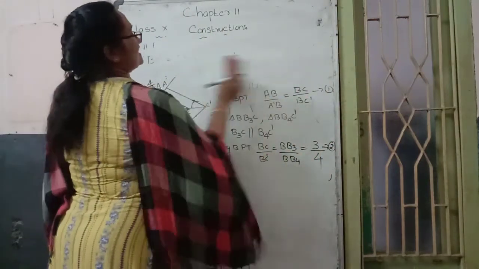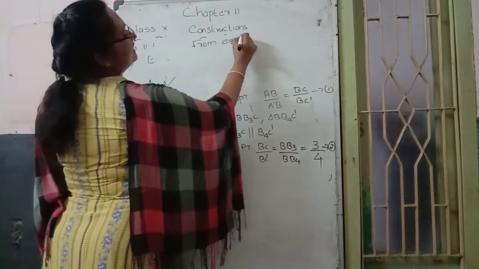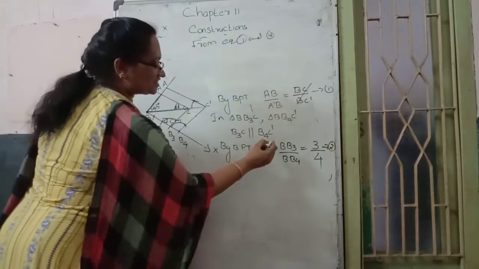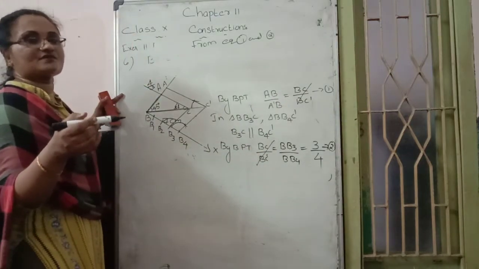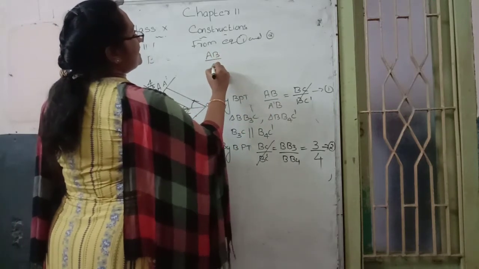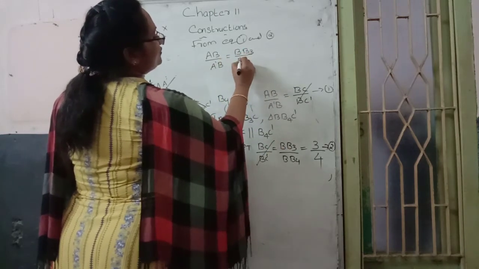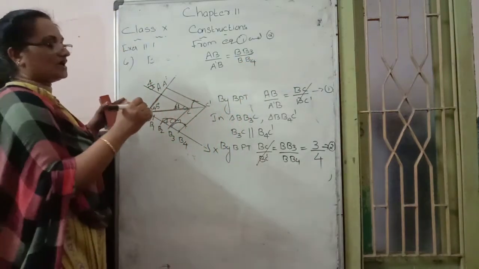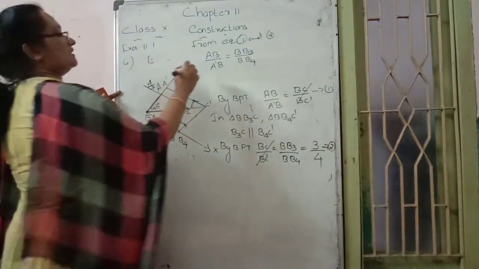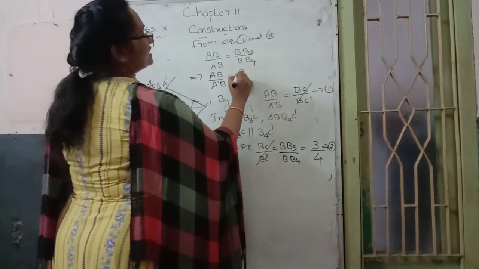Then, comparing equation 1 and equation 2: in the first equation, BC by BC dash is the same side ratio, so leave it. What remains from the first equation is AB by A dash B. From the second equation, BB3 by BB4 is remaining. They are equal. But from the second equation, BB3 by BB4 is how much? 3 by 4. So in the next step, we substitute that value, equal to 3 by 4.